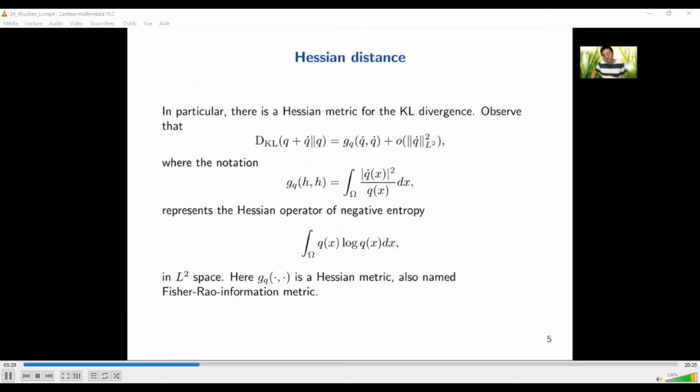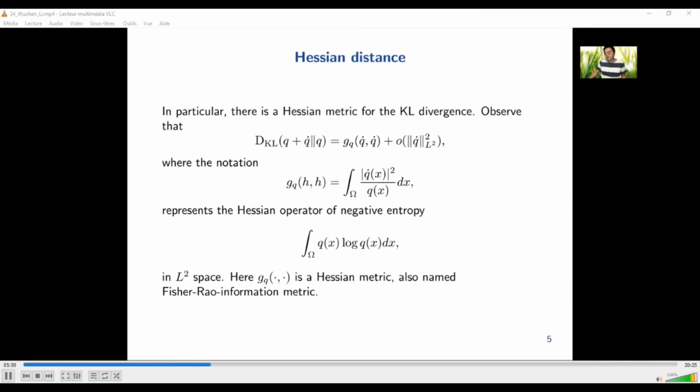As is known in the literature, there's a Hessian metric behind the KL divergence, and later on you can use this Hessian metric, changing the Levi-Civita connection, to construct other divergences. That's the study of information geometry.